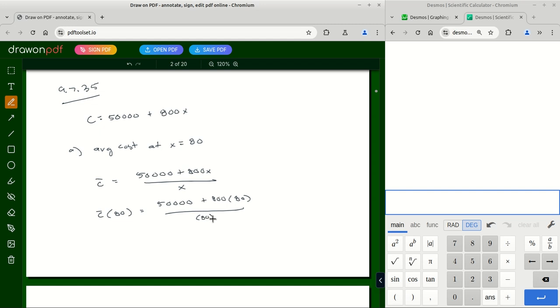I know you should already know this, but I'm going to say it anyways. Whenever there's a number with parentheses next to a letter, that's a function, so that means plug it in. It does not mean multiply. You're not multiplying by 80. Just saying. Okay.